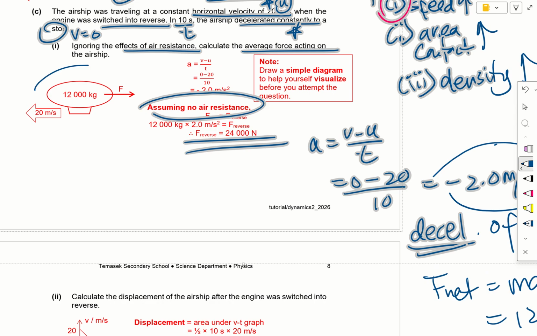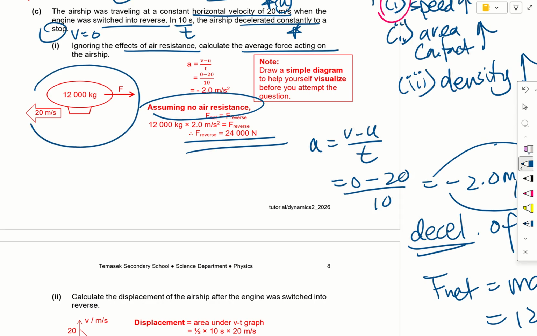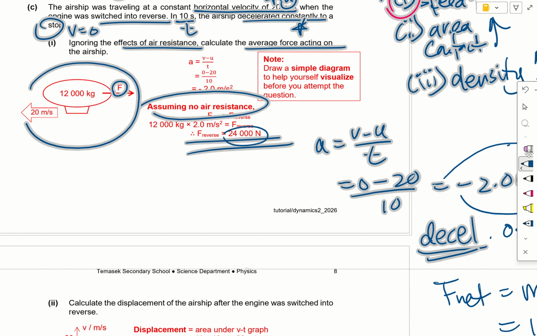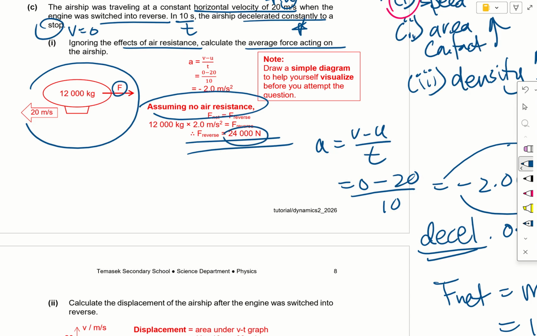So if I were to look at the free body diagram, there should only be a horizontal force of F, which is when the engine was switched into reverse. Okay, so they didn't tell us that the engine force is always constant. It can be higher, it can be lower, and in this case it is actually higher than the forward force that it exerted just now. Just now was 15,000.